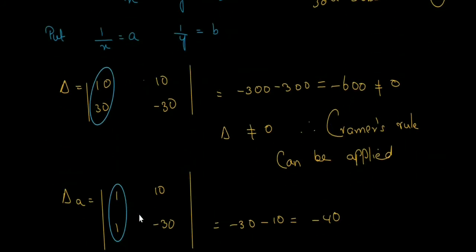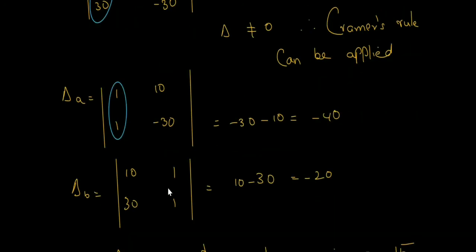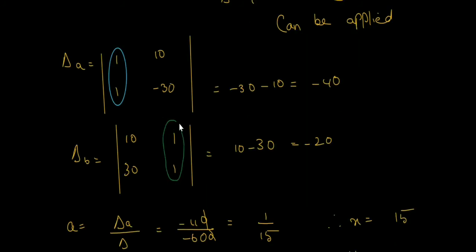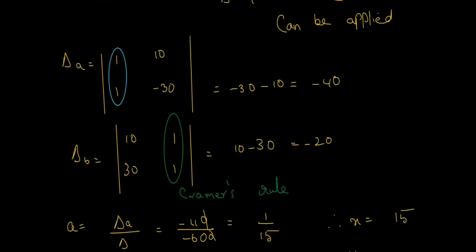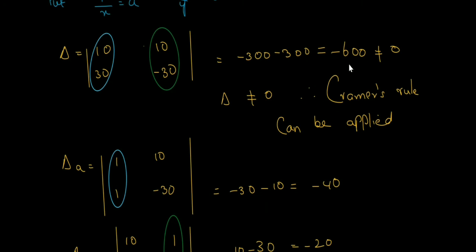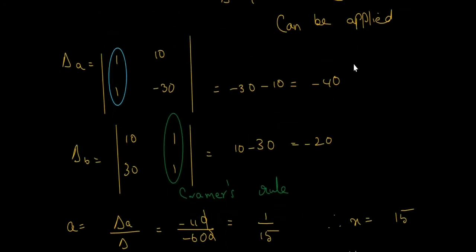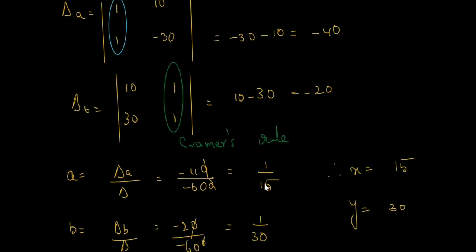Now cross multiply: minus 30 minus 10, minus 40. Now we have to find delta B. Delta B means the second column is replaced by 1, 1. So 10 minus 30, minus 20. So Cramer's rule can be applied. What is Cramer's rule? A is equal to delta A by delta. Delta A is minus 40 by delta, minus 600. So that will give you 1 by 15.